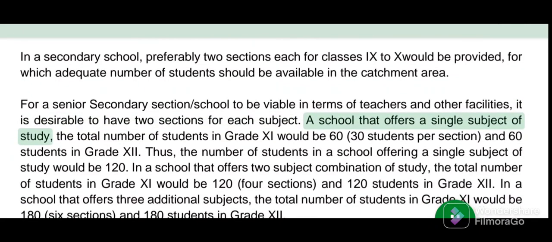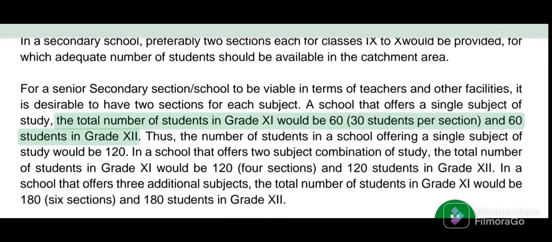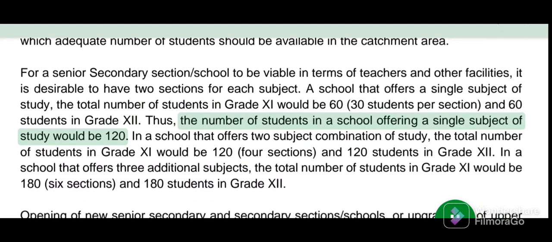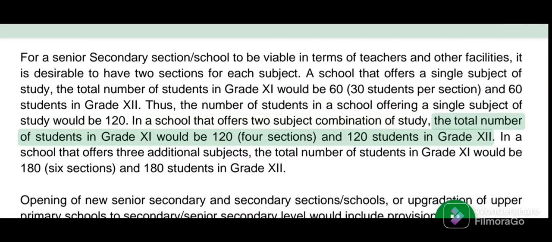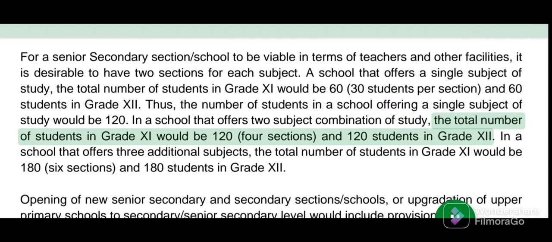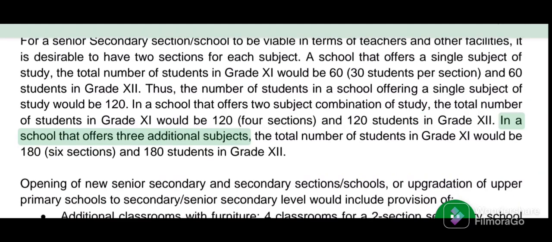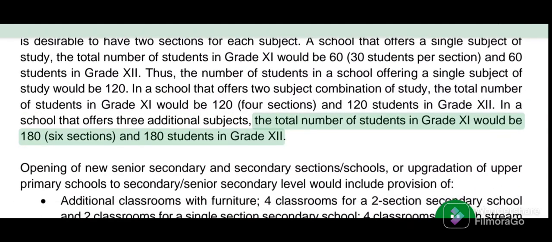For a school that offers a single subject of study, the total number of students in grade 11 would be 60, 30 students per section, and 60 students in grade 12. Thus, the number of students in a school offering a single subject of study would be 120. In a school that offers a 2-subject combination of study, the total number of students in grade 11 would be 120 in 4 sections and 120 students in grade 12. In a school that offers 3 subjects, the total number of students in grade 11 would be 180 in 6 sections and 180 students in grade 12.